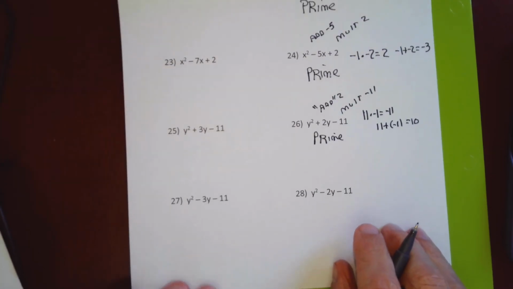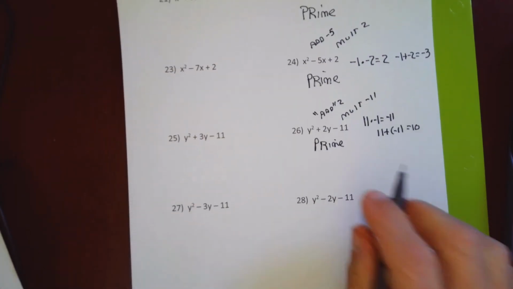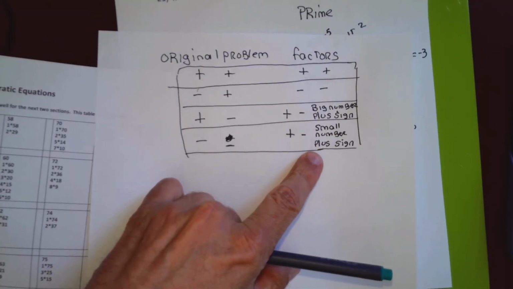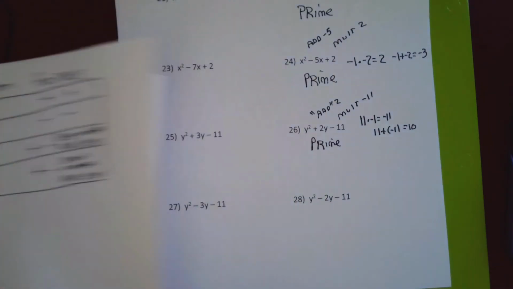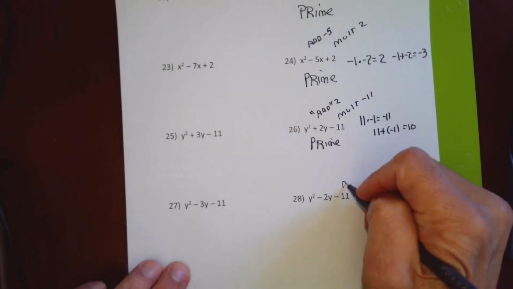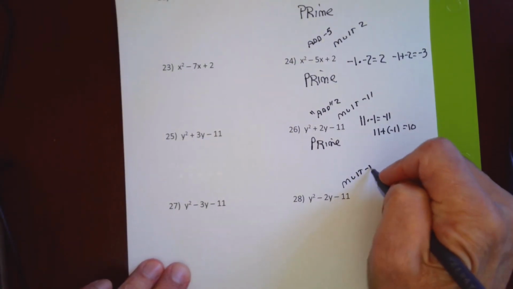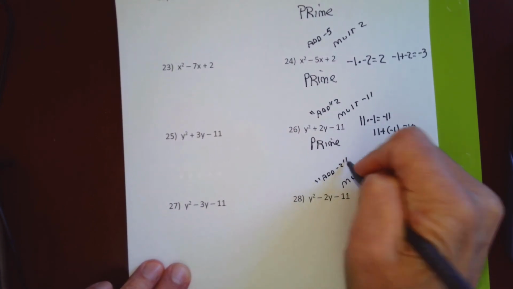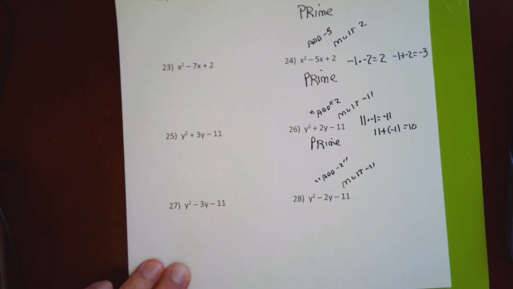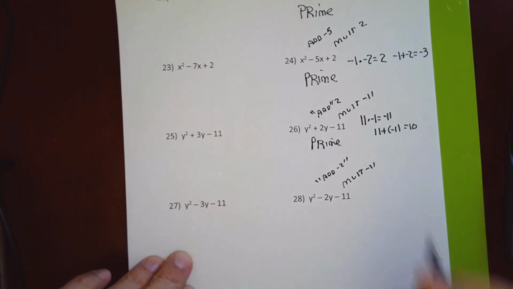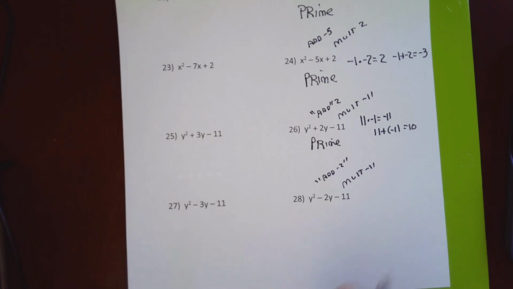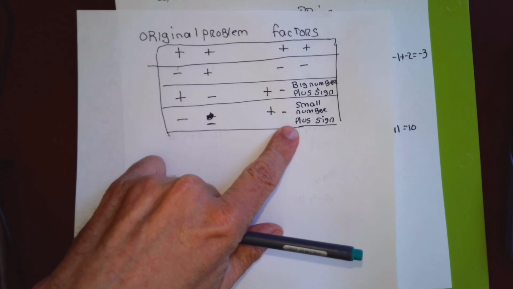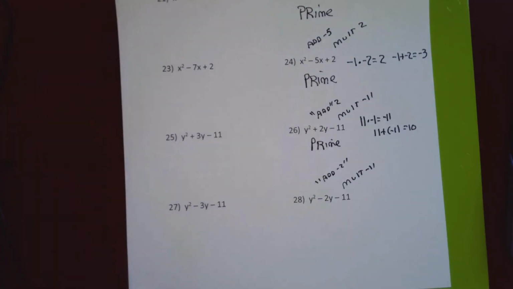And then the last problem I'll do is problem 28. It's a double negative, so I need plus minus factors. Small number gets the plus, big number gets the minus. So I need numbers that multiply to negative 11 and really subtract to negative 2. Whoops, I made that wrong actually. This one is a minus minus, and in a minus minus you need plus and minus, small number plus, big number minus. I kind of messed up there.